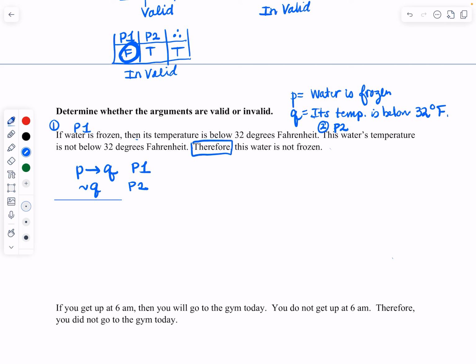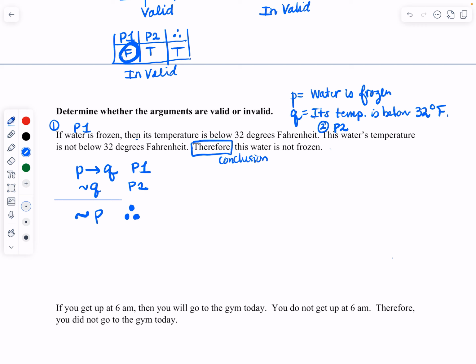Therefore is your conclusion. Okay, so I'm going to write that up as, it looks like a triangle, like 3 dots there. Whatever comes after that is the conclusion. This water is not frozen, so this is negation P. Okay, so the first step is done. I figured out what premise 1 is, premise 2 is, and the conclusion symbolically.